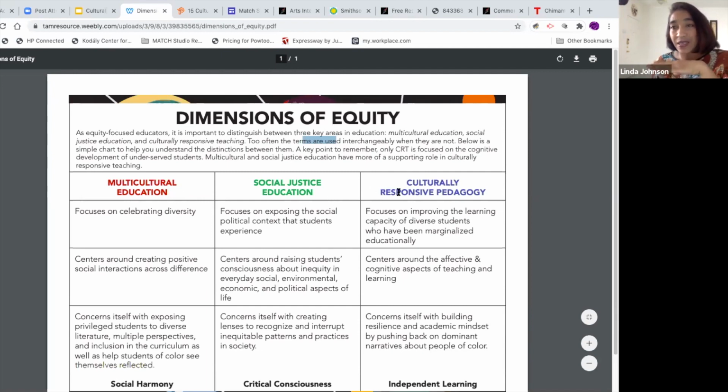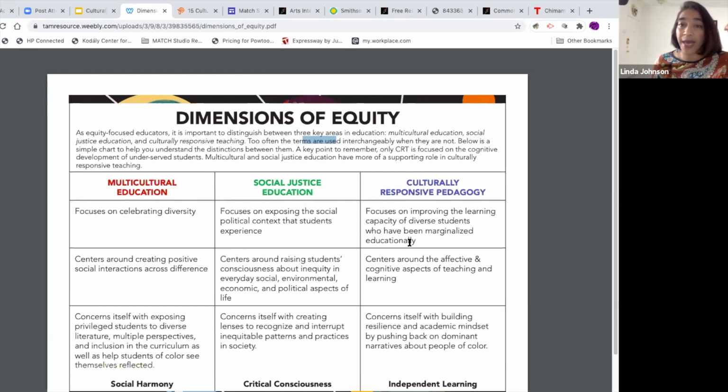Yes, multicultural education is important. But the highest level, like if you think about Bloom's, the highest level of having equity in your class is going to be teaching with culturally responsive pedagogy, where you're focused on improving the learning capacity of the students and about the cognitive aspects of teaching. And once again, we talk about pushing back on the dominant narratives about people of color.